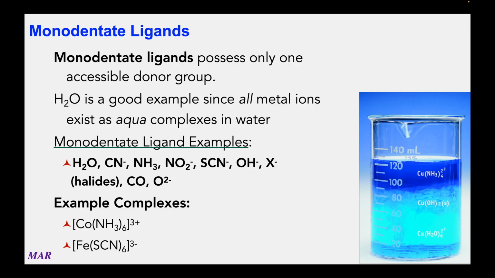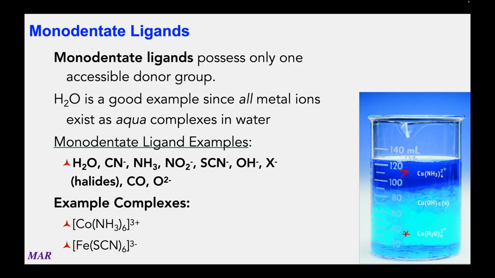Sometimes you'll see other ones. So Co(NH3)6 would have 6 monodentate ammonias. Fe(SCN)6 3- would have 6 thiocyanates surrounding it. The picture of the beaker on the right is an example we talked about when we talked about complex ions. That's copper, and the bottom and the top versions right there show the ammonia and the waters.